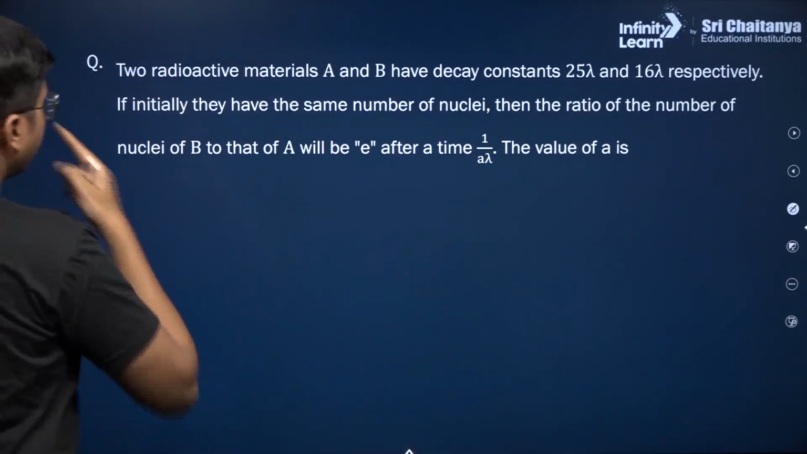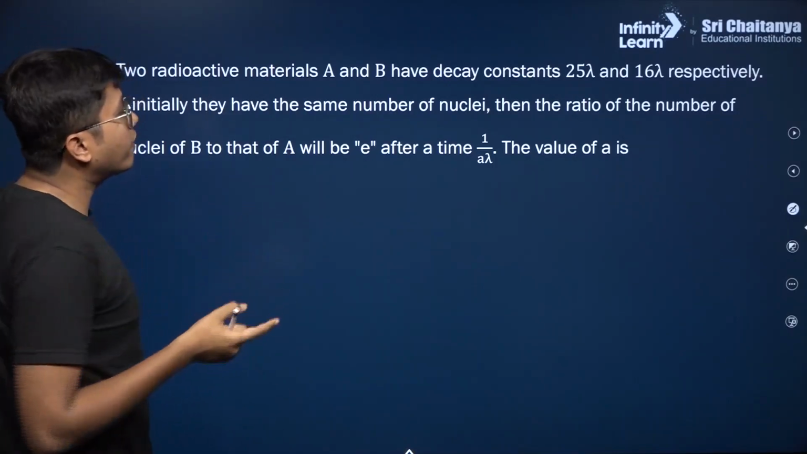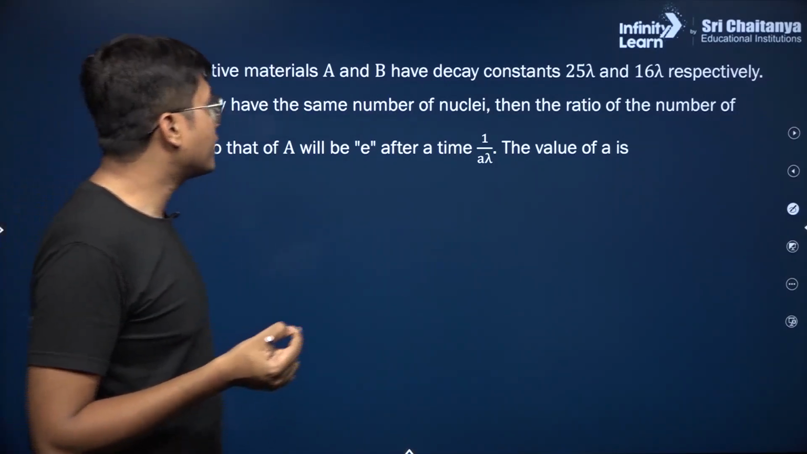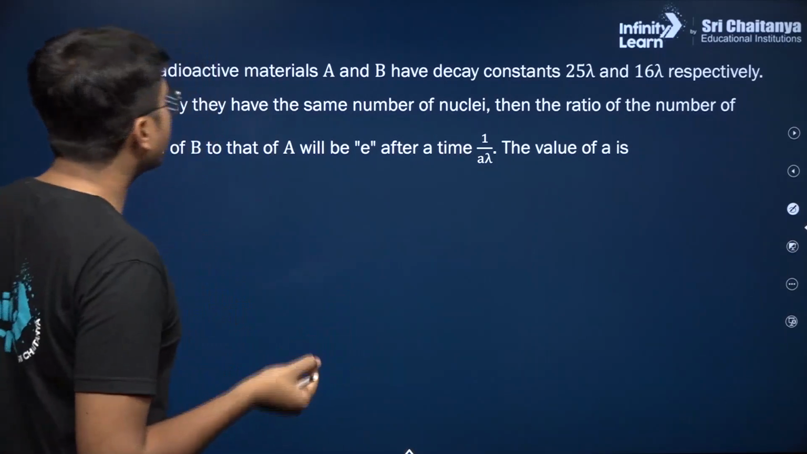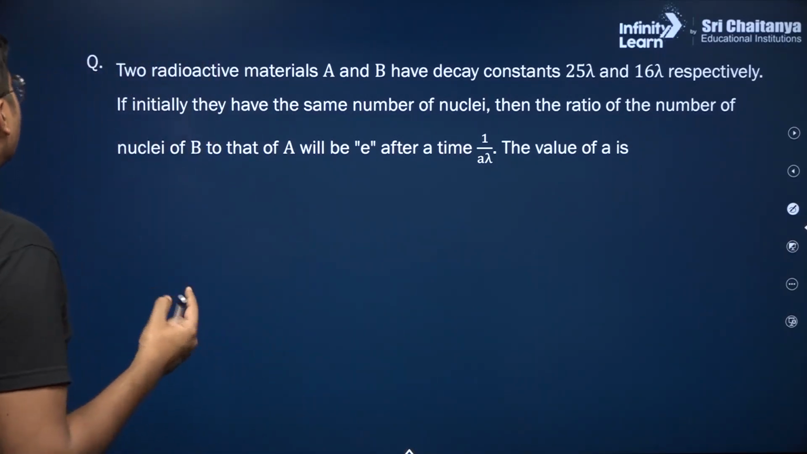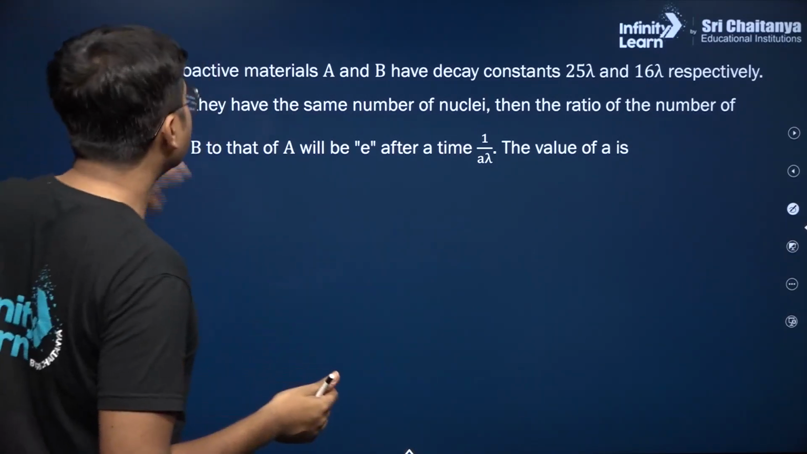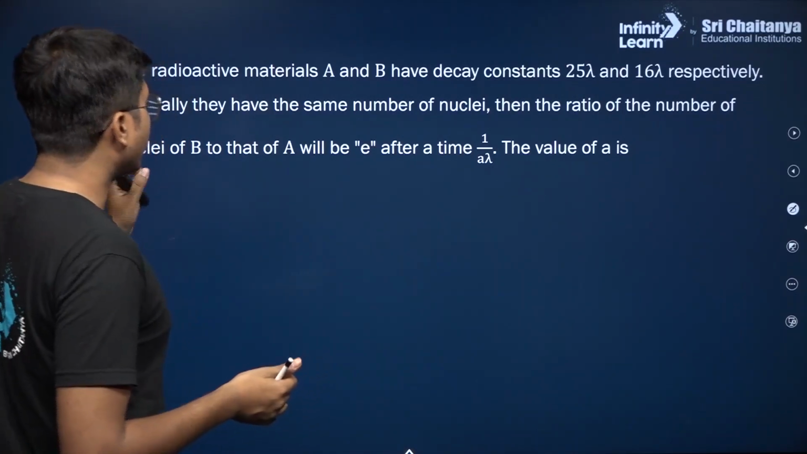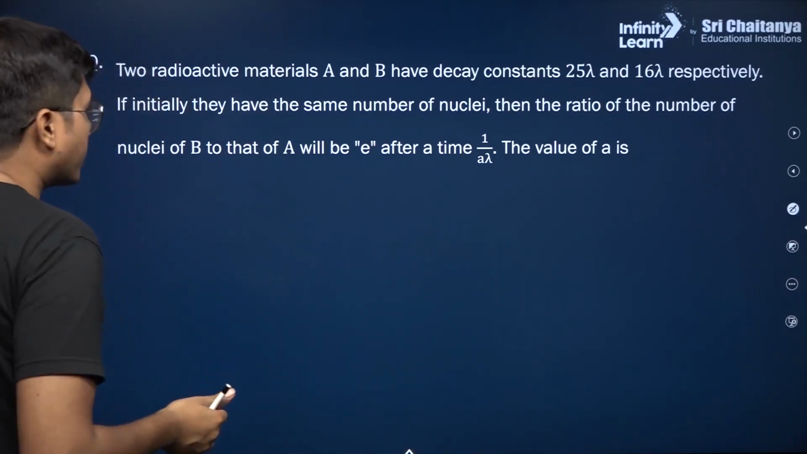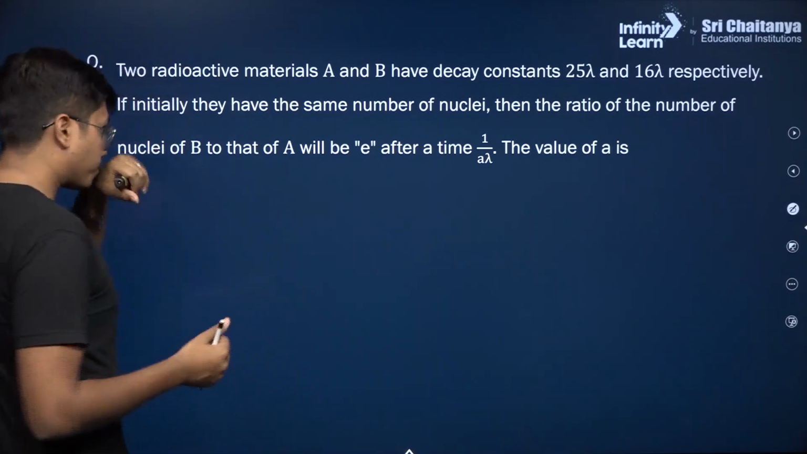Next, two radioactive materials A and B have decay constants 25 lambda and 16 lambda respectively. Initially they have the same number of nuclei, then the ratio of the number of nuclei of B to that of A will be E after a time 1 by A lambda. The value of A is.